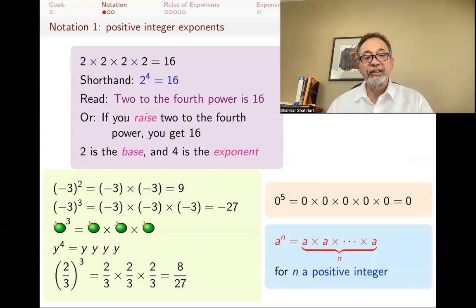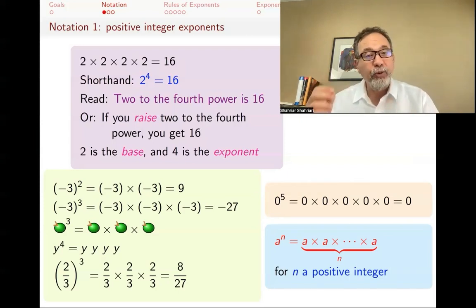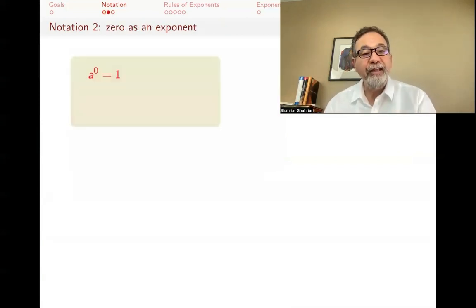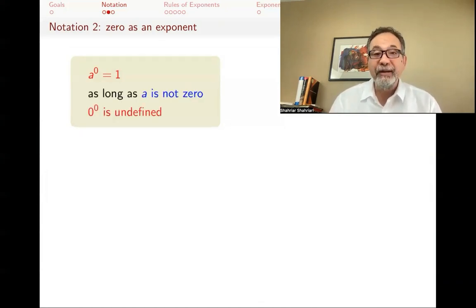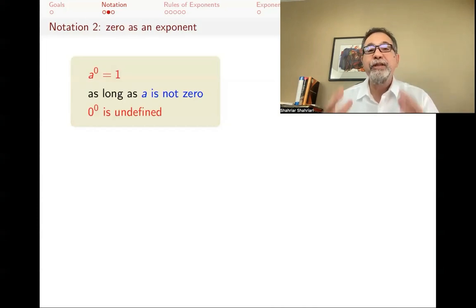So our definition is that if n is a positive integer, then a to the n means you take a and multiply it by itself n times. What if n, that exponent, is not a positive whole number? If it's 0, then we define a to the 0 to be 1. This is not something we can prove. We're just deciding that a to the 0 equals 1. But this is only as long as a itself is not 0. If a is 0, then we have 0 to the 0, and that we cannot define.